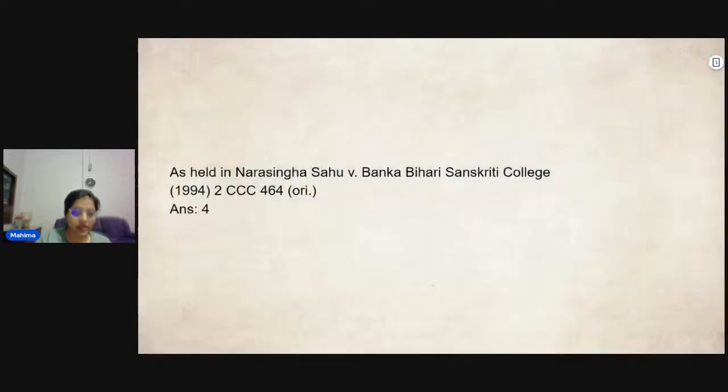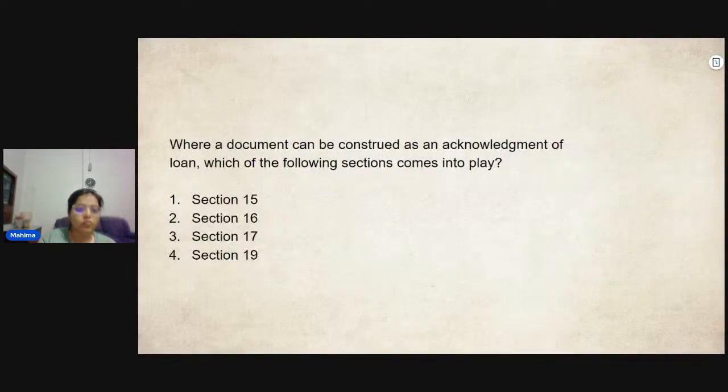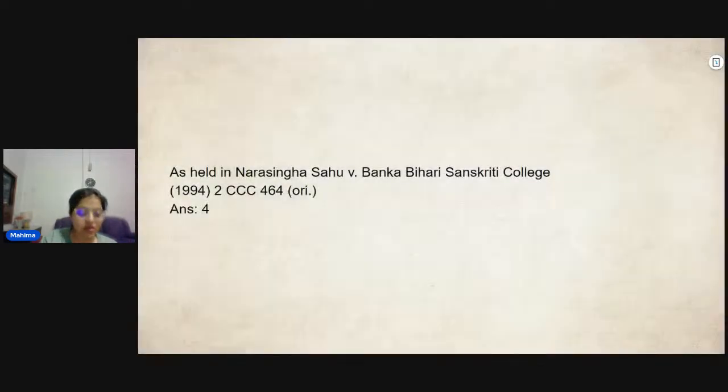Yes, it is section 19, and it was a case Narsingha Sahu versus Banka Bihari Sanskriti College, which talked about loan, because the word loan is not mentioned in section 19, but the word which was used is debt or the interest on legacy. So you can mention this case in front of section 19. Okay. Narsingha Sahu versus Banka Bihari Sanskriti College.